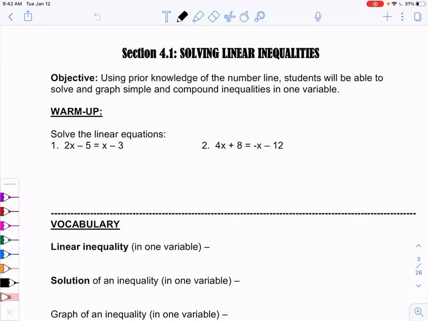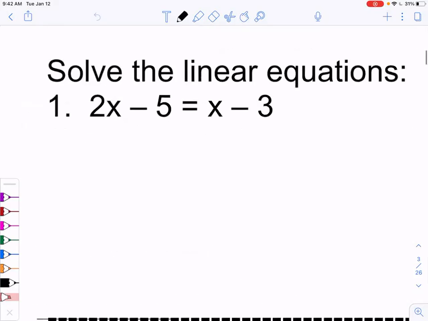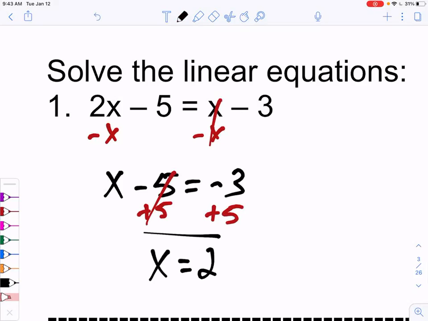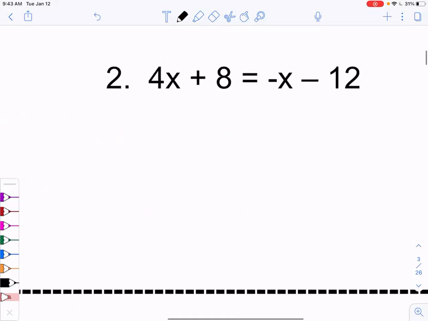All right. So we'll just go over real quick. Jason, what do we do for number 1? It's the first step. Yeah. Subtract the x over. X is crossed out. And then we're left with x minus 5 equals -3. What's the next step, Jason? All right, and what do you get? Okay, easy quick review.